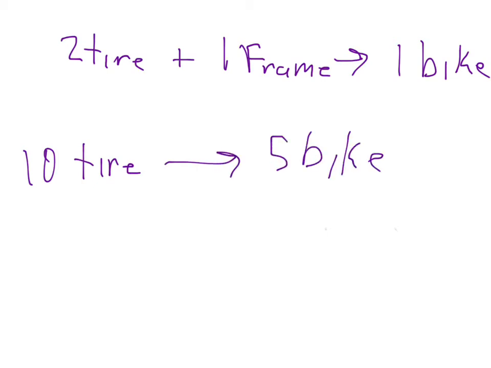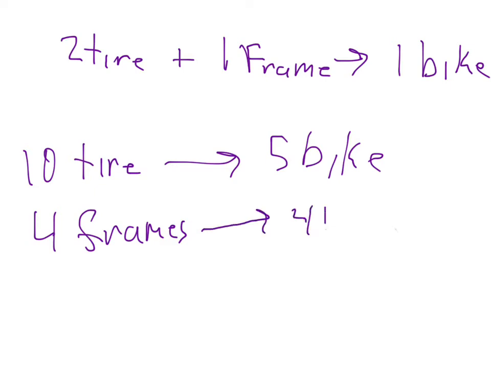But what if I had 10 tires and 4 frames? How many can I produce? If I had 10 tires and 4 frames, how many can I produce? Well, can I still produce 5? And the answer is no, I cannot, because 4 frames will only make 4 bikes. And so, in this situation, we actually can only make 4 bikes.